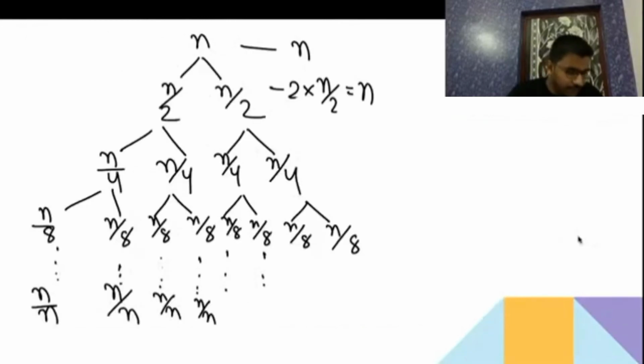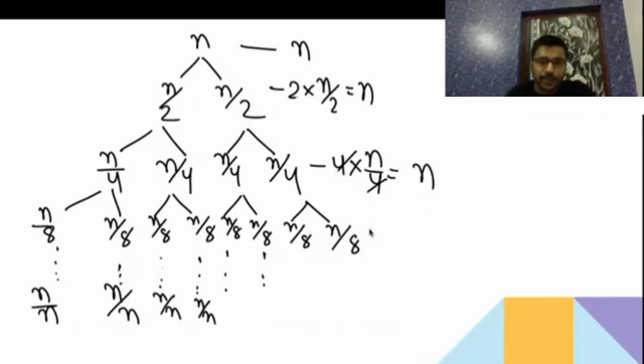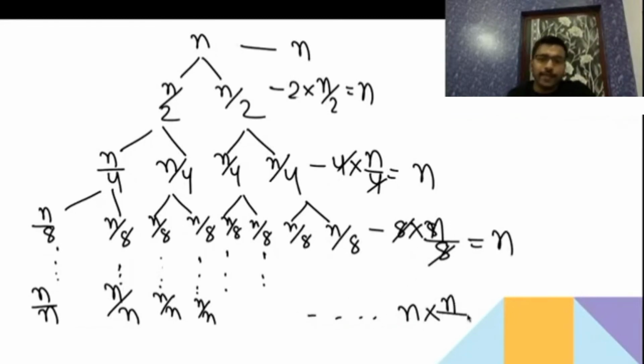Thank you, Vibhuti. So now here you did 4 into n by 4. You got again n. Here you did 8 into n by 8 amount of work. So you got n amount of work. Similarly, here you did n into n by n amount of work, that is n. So at every level you are doing n amount of work. So whatever number of levels we are going to get here, that into n is going to be your time complexity. Am I clear? Please let me know.